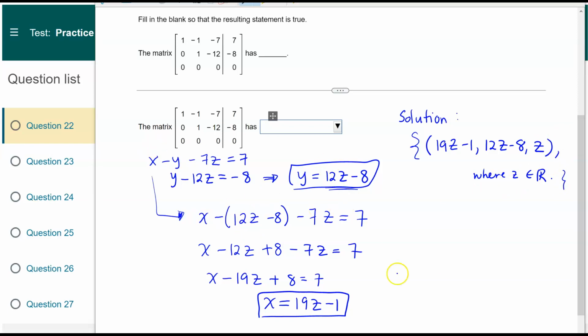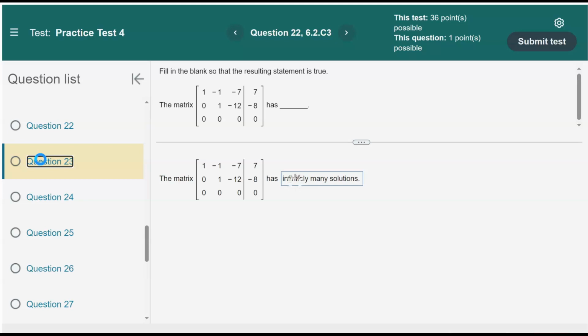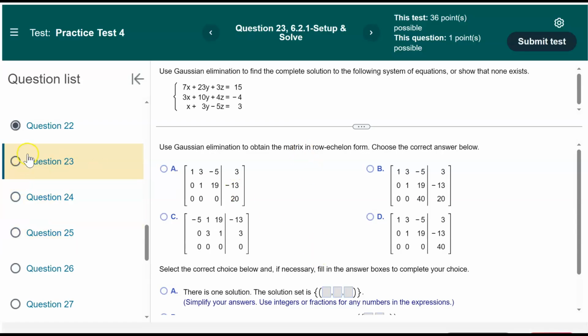So that's how you would write the solution if it's an infinitely many solution. Now for the next two items here, you would just have to use the Gaussian elimination method to solve for the system. Again, bear in mind, if you have something that looks like this, that means there's no solution. If you have something that looks like this, that means it has infinitely many solutions. If it's like this, you still can divide both sides of the equation here by 40, so that would give you a unique solution. So it really depends on what the answer would be.